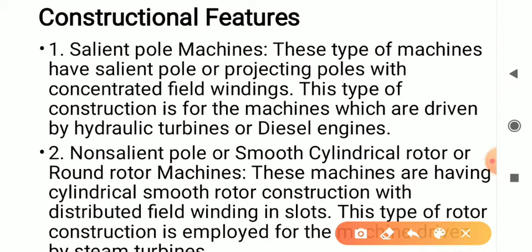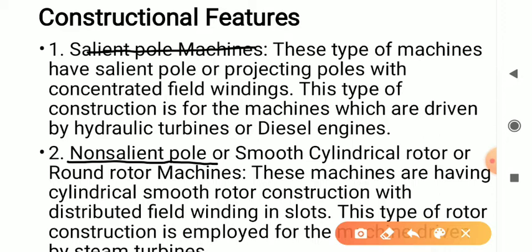Like the induction motor, the synchronous machine has two main parts, stator and rotor, and there are two types of rotor depending on their construction. One is the salient pole type of rotor and the other is the non-salient type of rotor. According to which type of rotor is used, the synchronous machine is classified into two categories, namely salient pole machine and non-salient pole machine.